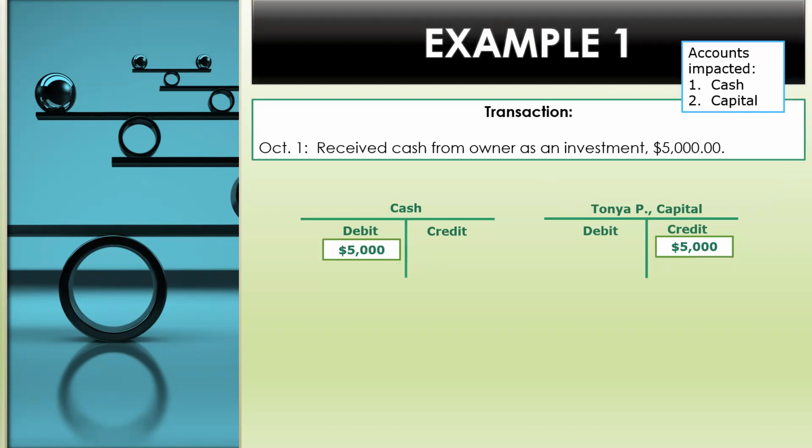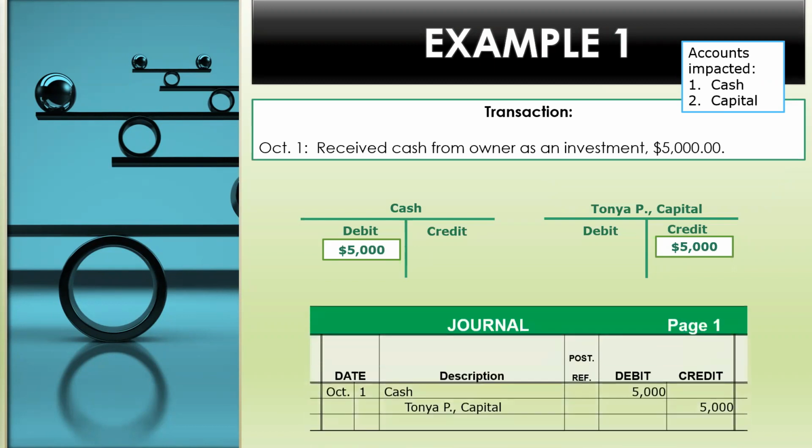Example 1, business transaction. October 1. Received cash from owner as an investment. This transaction impacts cash and capital. This is what it looks like in the T accounts, and then just below those T accounts is what it looks like when we journalize it. You can see the journal entry is probably neater, or at least in my opinion.